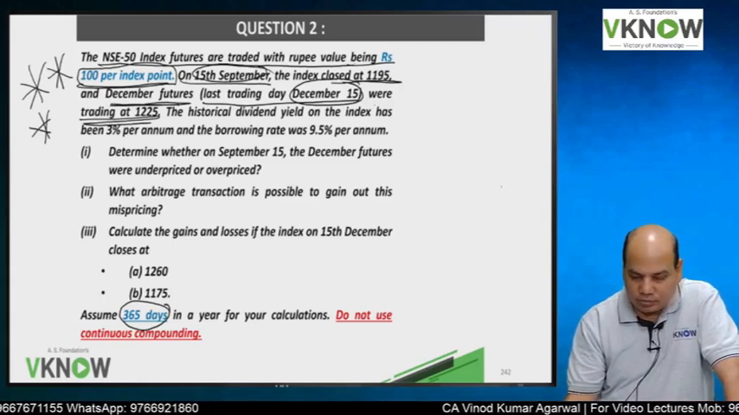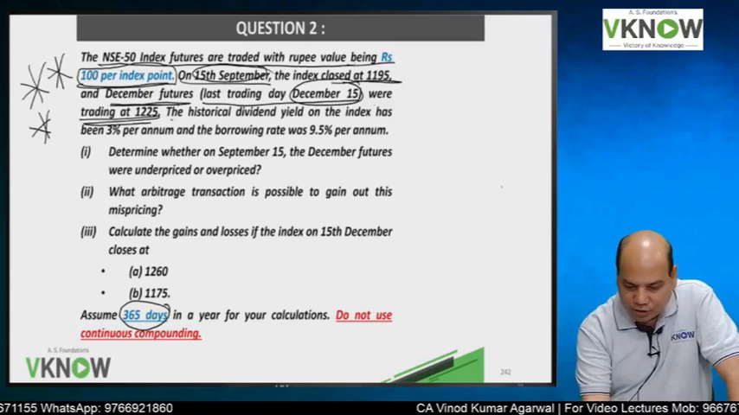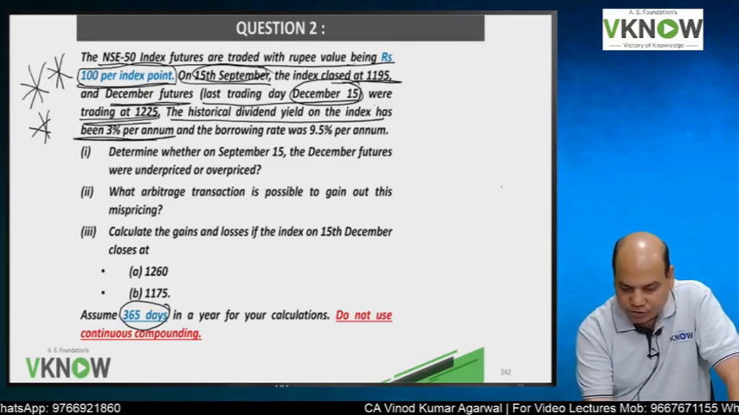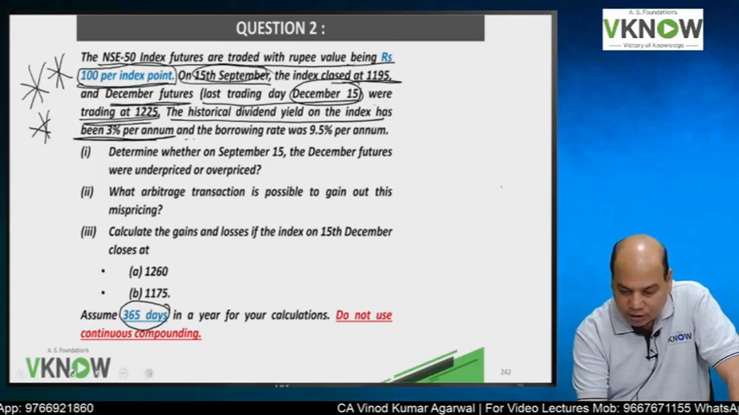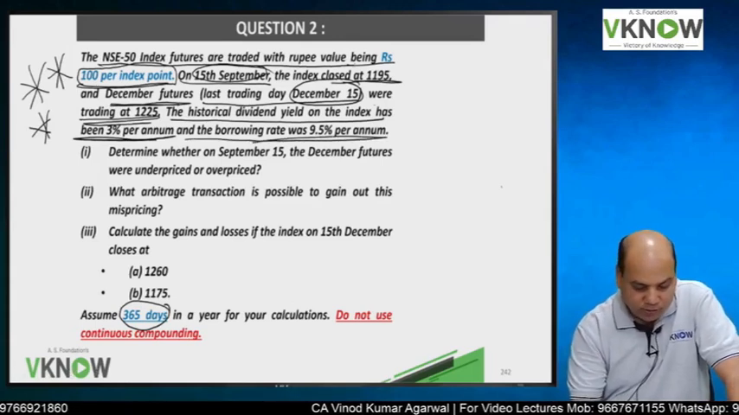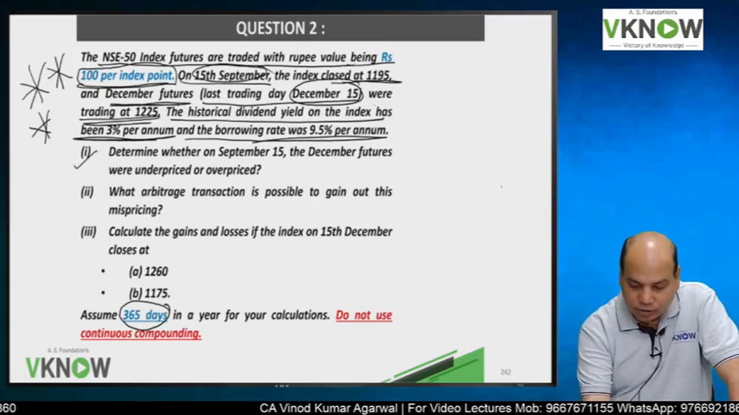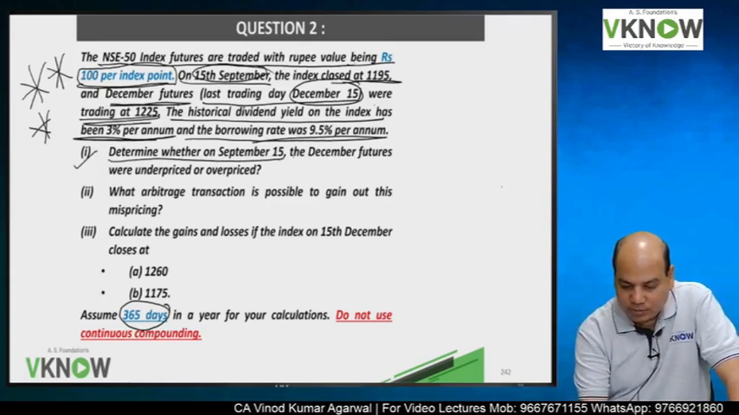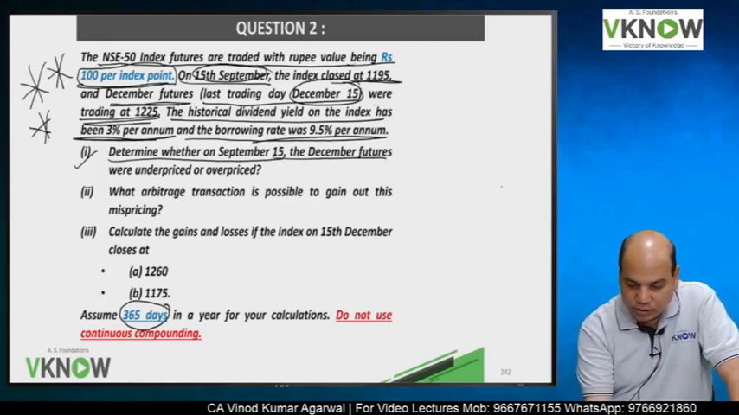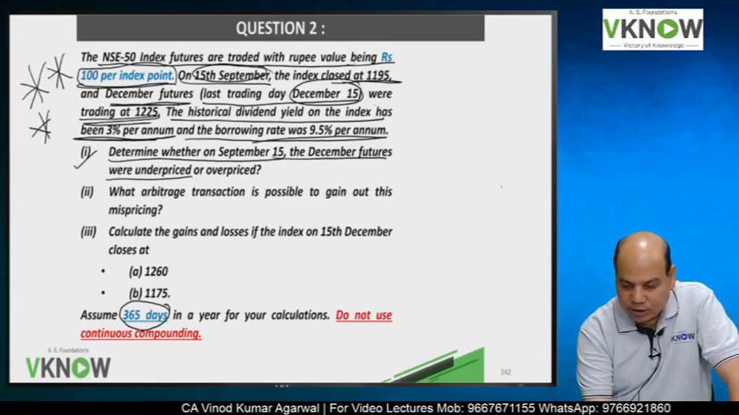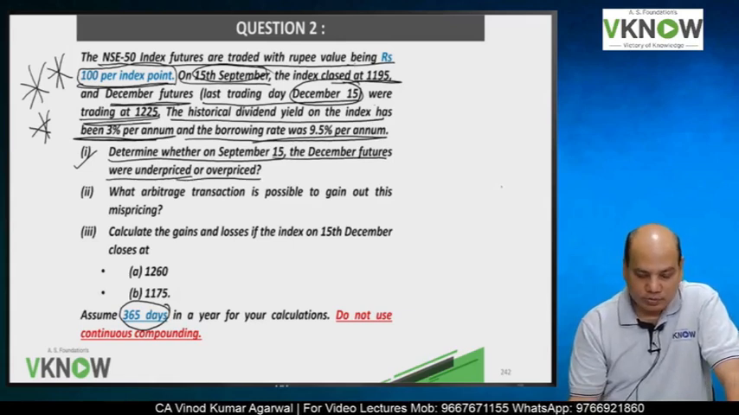91 days. Okay, we'll check later. The historical dividend yield on the index has been 3% per annum. This is the dividend yield. And the borrowing rate was 9.5% per annum. This is the interest rate. Determine whether on September 15, the December future was underpriced or overpriced.